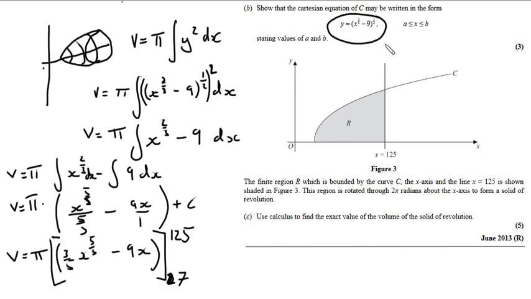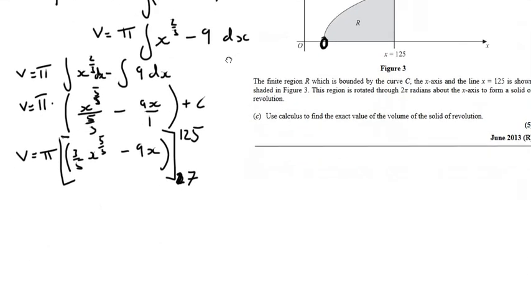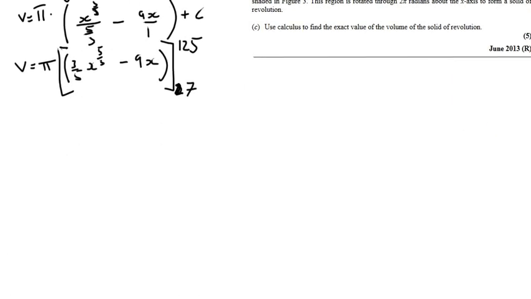So we got 27 from the previous question. That is where this function touches the x-axis, when y is equal to 0. And it wants us to find the volume between x equals 27 and x equals 125. So all that remains for us to do to finish this question is to evaluate this integral. That should be relatively easy for you guys to do.